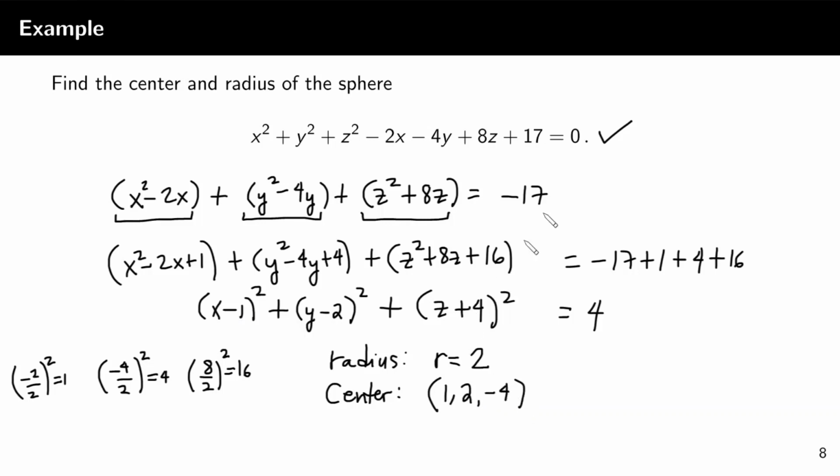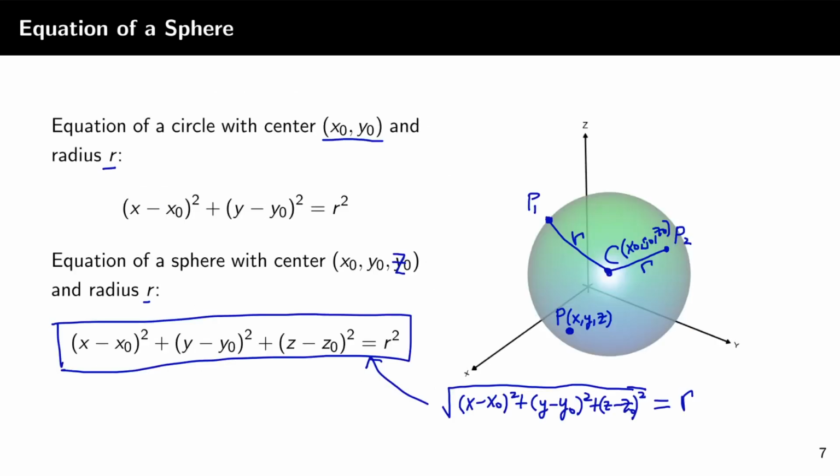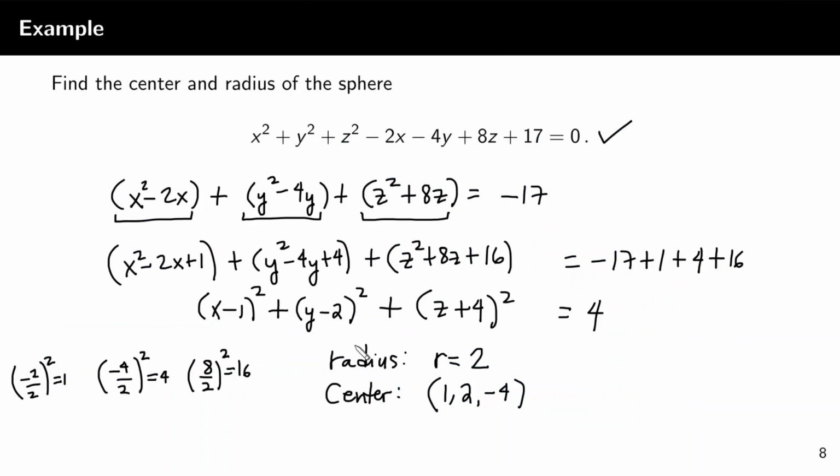Okay. So why do we need to make these negative? Why are the coordinates of the center not negative 1, negative 2, and positive 4? Well, if we go back to our formula, we have x minus x naught. So if we have x minus 1, then x naught is equal to 1. Okay. So there you have it. We have radius 2 and center 1, 2, negative 4.